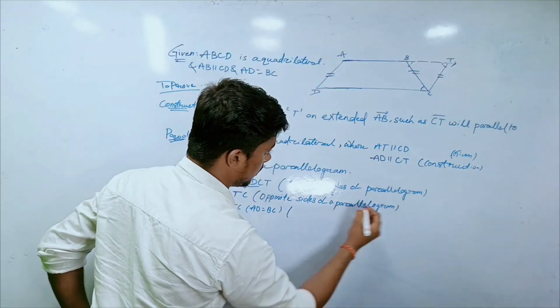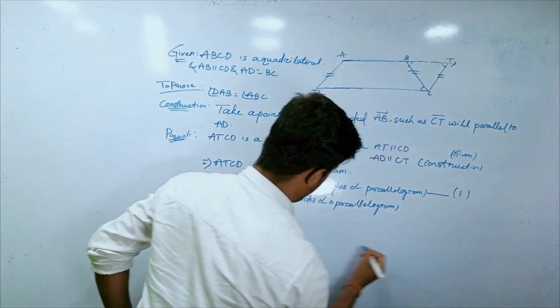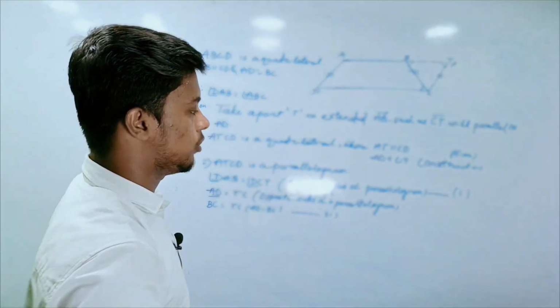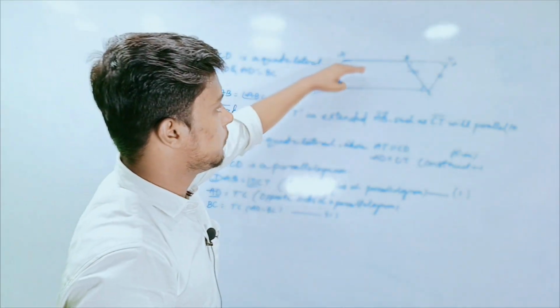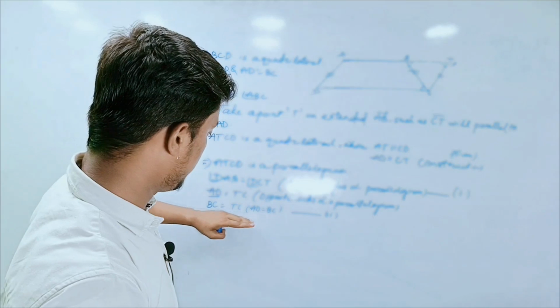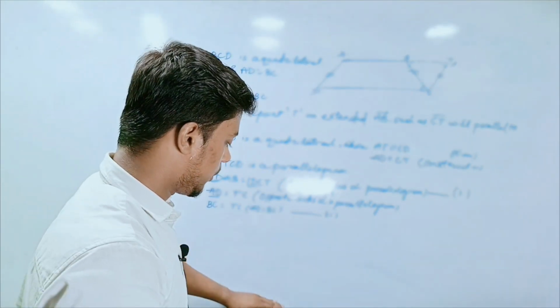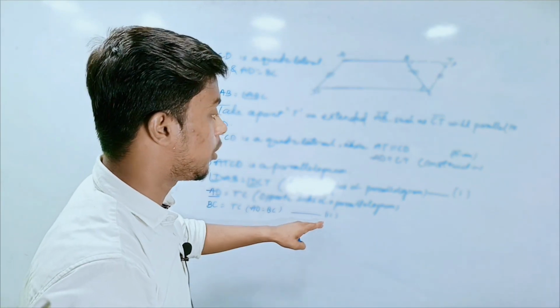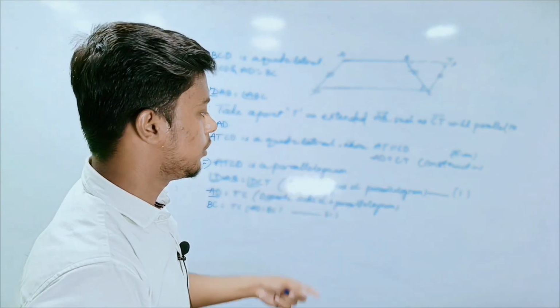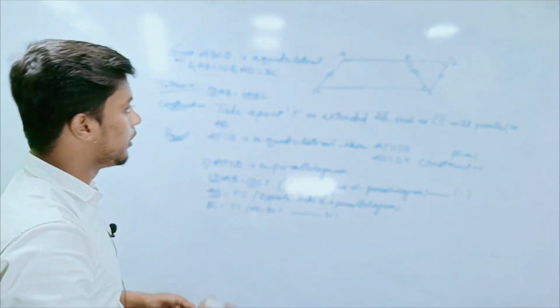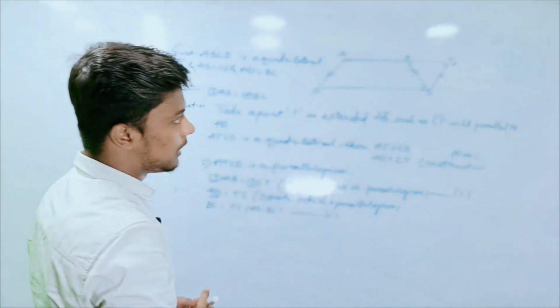So this one is your equation 1 and this one is your equation 2. Why are we writing equation 1 and equation 2? Because if you take this data in your future writings, you will write from equation 1 or equation 2, so it gives clarity to your writing. So BC equal to TC.